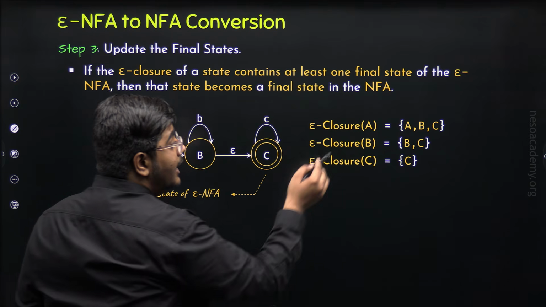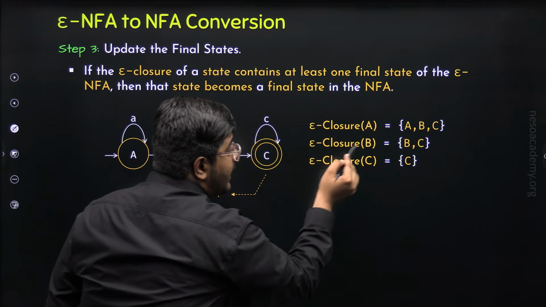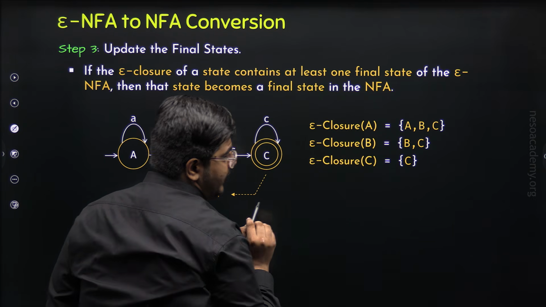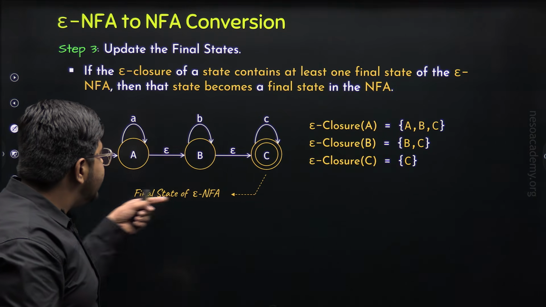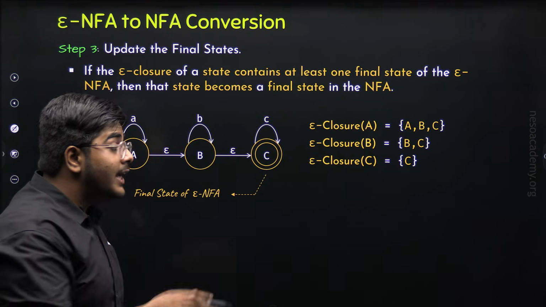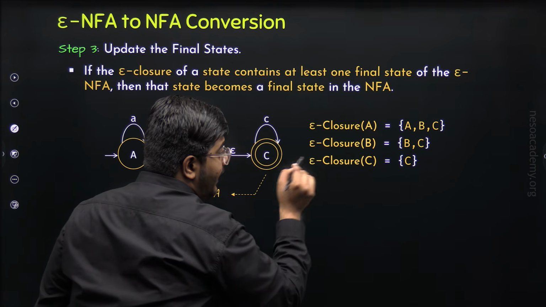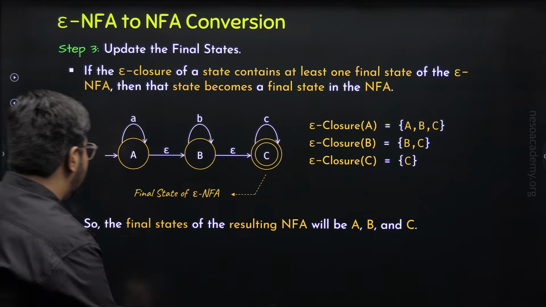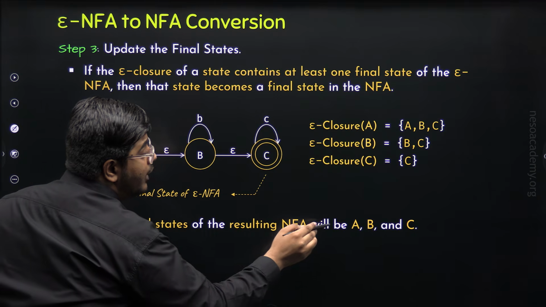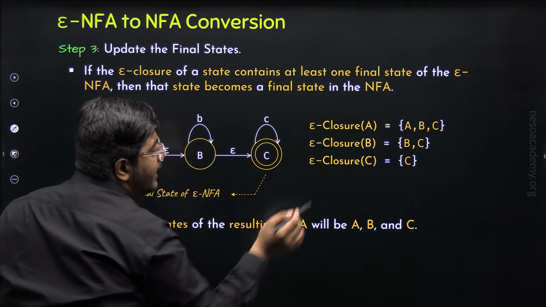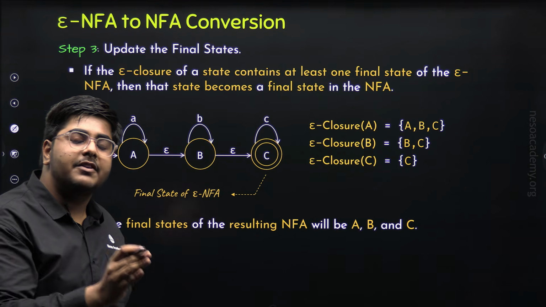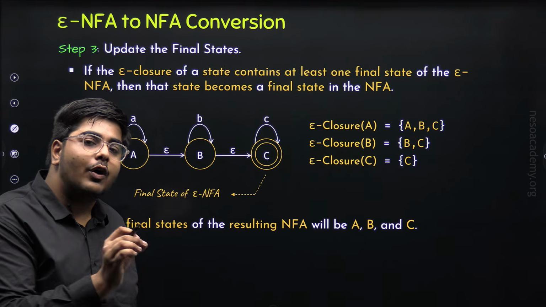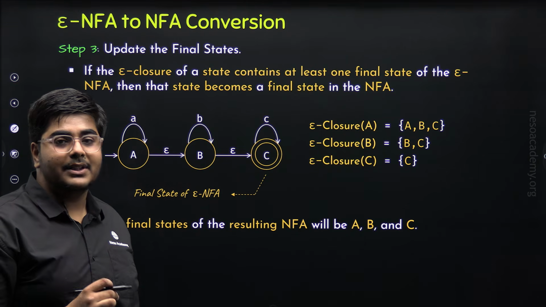Let's check. Epsilon closure of A contains C, epsilon closure of B also contains C, and epsilon closure of C also contains C. That means the final state of the epsilon NFA, which is C, is contained in the epsilon closure of A, epsilon closure of B, and epsilon closure of C, which means the final states of the resulting NFA will be A, B, and C. That means all the 3 states will be the final states of our resulting NFA. And in this way, we have calculated all the final states and we are done with the step number 3.